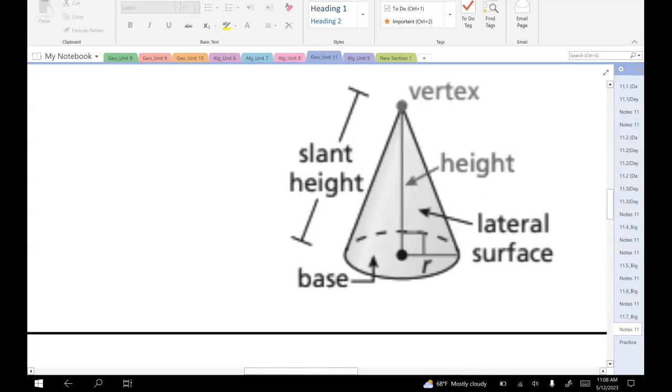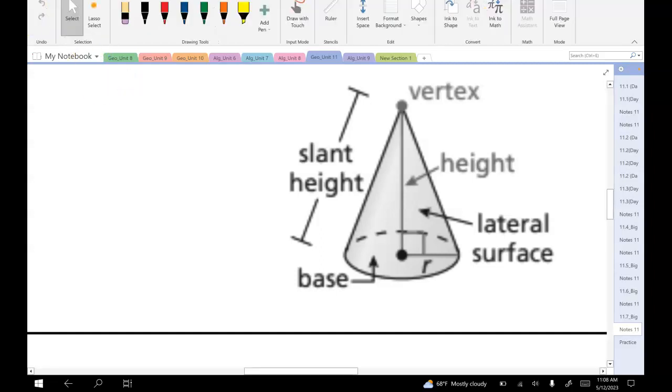The two big ones that we have to pay attention to and make sure we really don't mix up are slant height and regular height. Regular height is what we used when we were doing volume. It's just from the base to the highest point. And then our slant height is, think of it like the diagonal length of the outside of the cone.